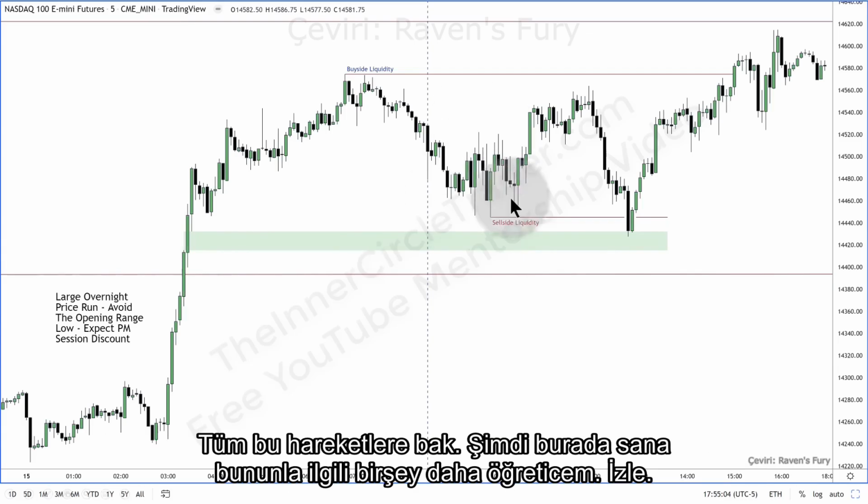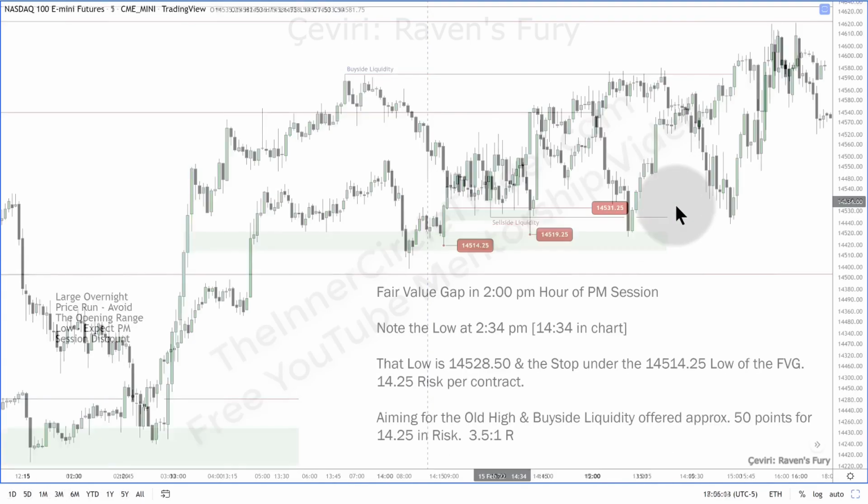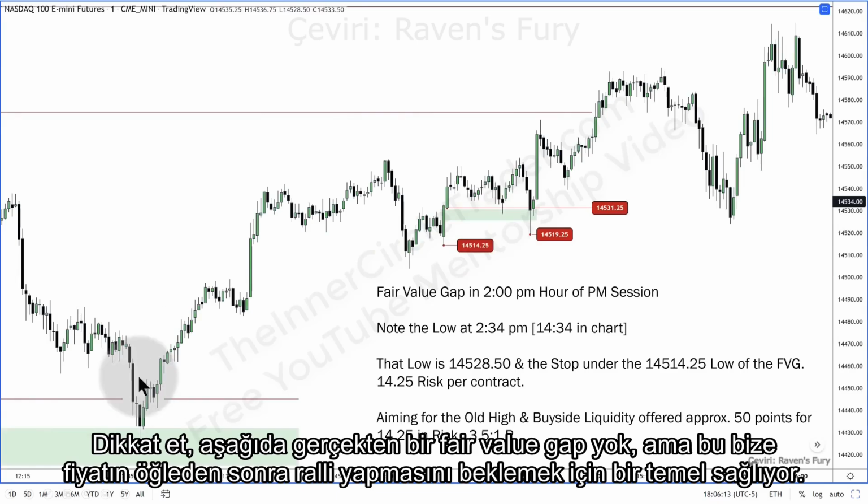Look at all this movement in here. Now in here, I'm going to teach you a little bit more about that. Watch. Notice we don't really have a fair value gap down here, but it gives us the basis for expecting the price to start to rally into the afternoon.